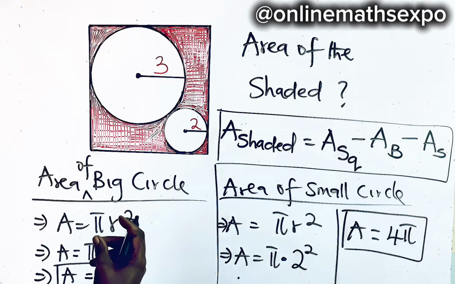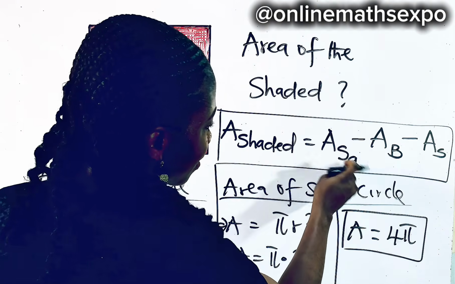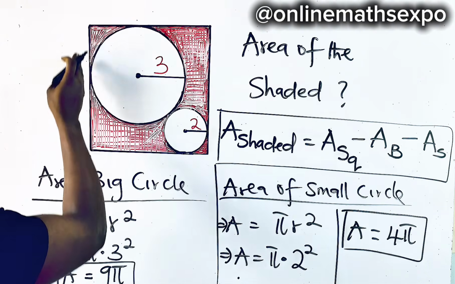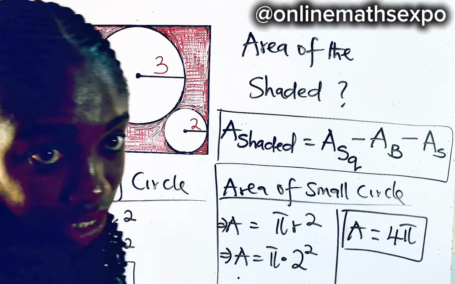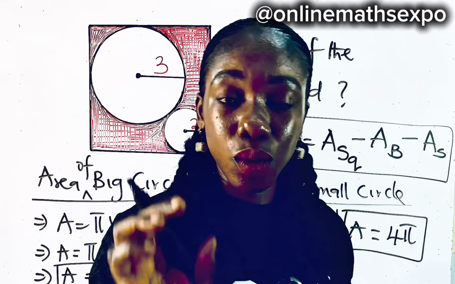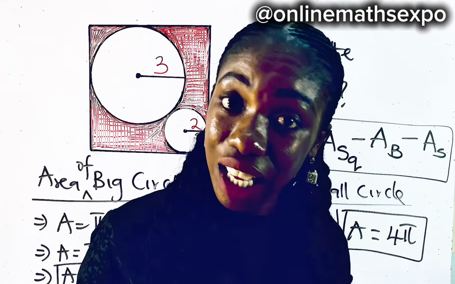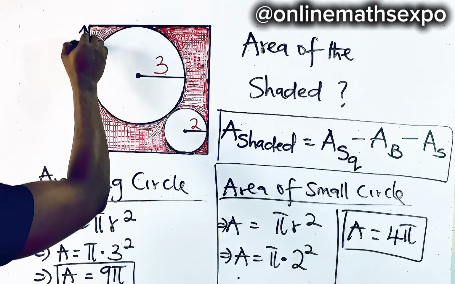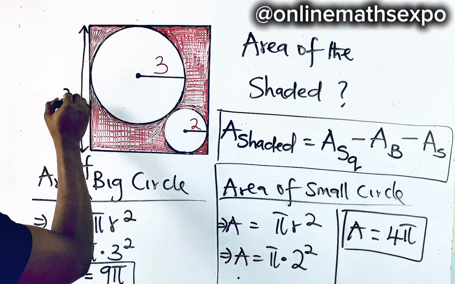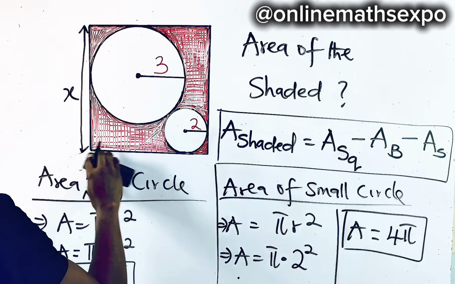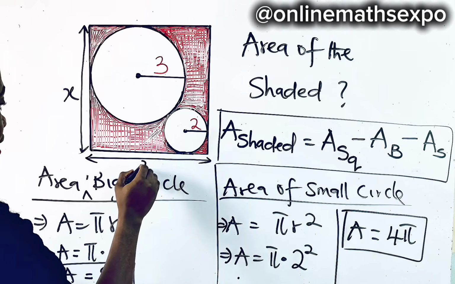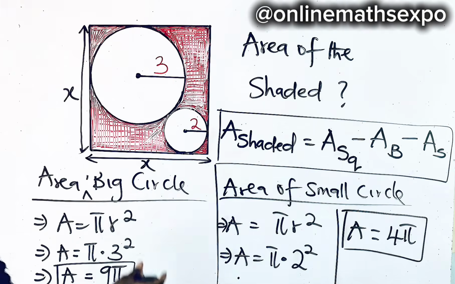Now, what else do we need to get? We need to get the area of the square. If you go back to the diagram, you observe that the length of the square is not given. But one thing special about a square is that all the sides are equal. So suppose we have this length here to be x, then we can also say that this length is also equal to x. Now, what does it mean? It means for us to get the area we are going to have.